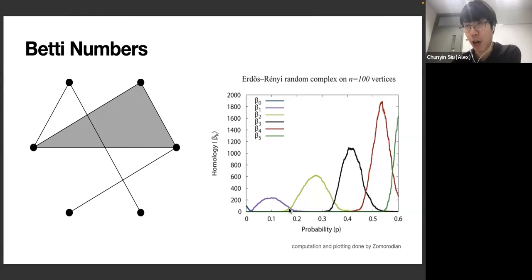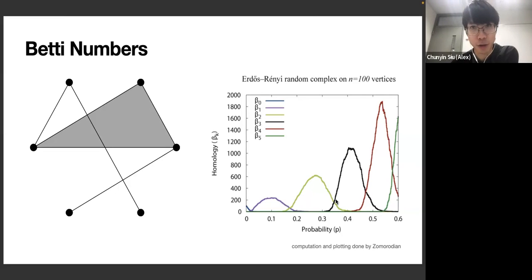But if you compute the higher Betti numbers, you see this pattern repeats itself at different connection probability regimes. When the number of connected components dies down, the number of cycles starts to pick up, and it peaks and falls. And when it falls, the number of two-dimensional cycles starts to peak, and so on and so forth.